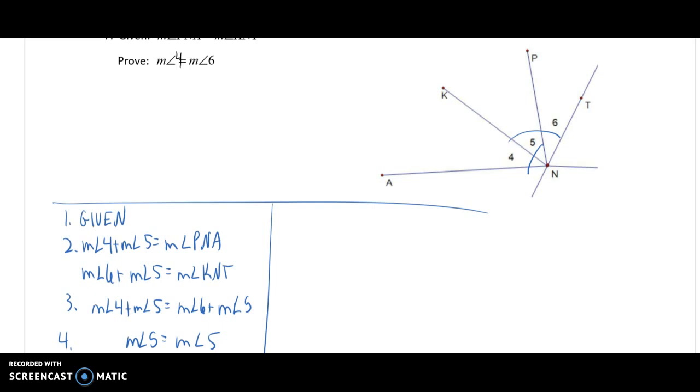So I notice on the drawing that 4 and 5 make up PNA. 6 and 5 make up KNT. So angle addition postulate for number 2. And since PNA is equal to KNT from the given, I can say that this expression is equal to that expression, and that's a transitive.